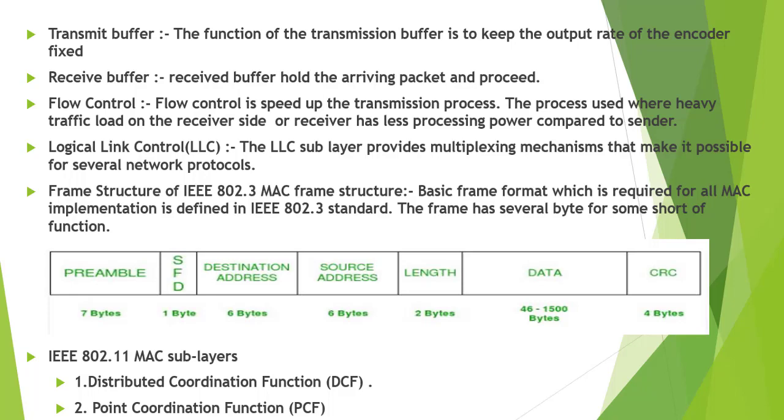These are the two sublayers. Distributed coordination function, DCF. DCF uses the CSMA/CA access method in the wireless LAN. It can't implement CSMA/CD. It only offers asynchronous service.